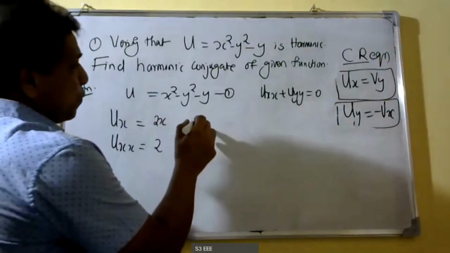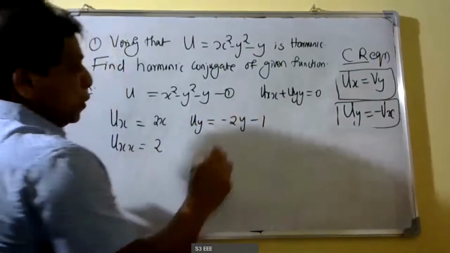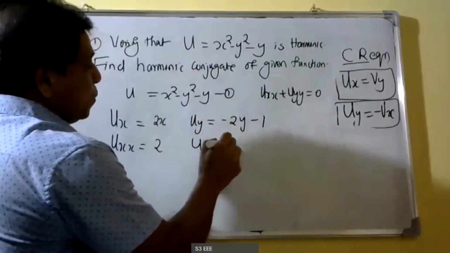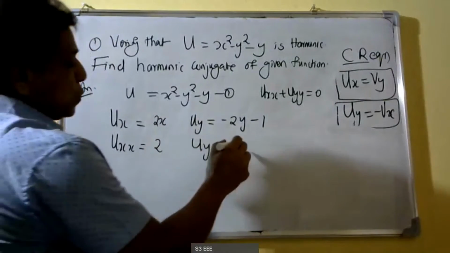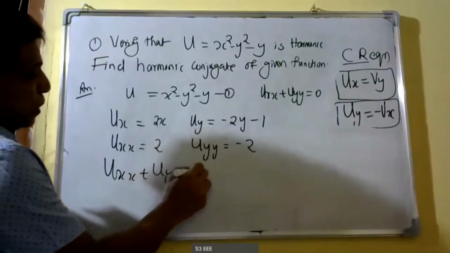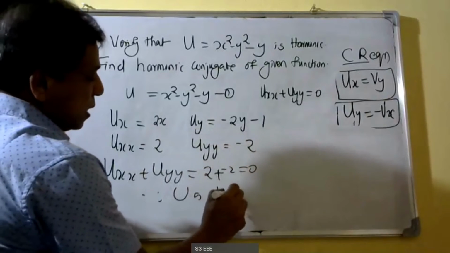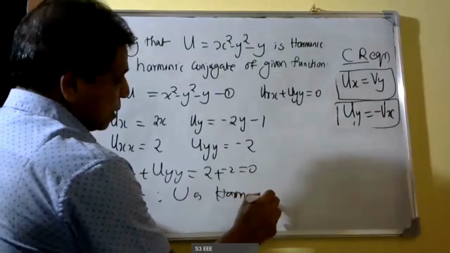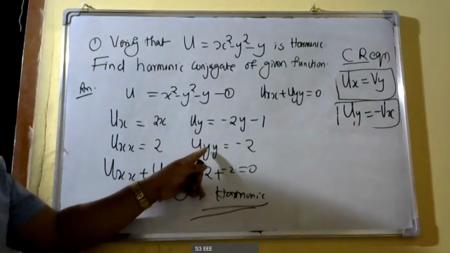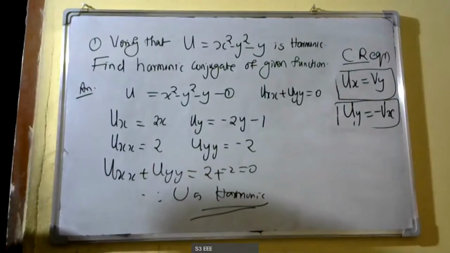Similarly, partially differentiating with respect to y, uy is equal to minus 2y minus 1. Then uyy is equal to minus 2. Then uxx plus uyy is equal to 2 plus minus 2, that is equal to 0. Therefore, u is harmonic. Here uxx is 2 and uyy is minus 2. Adding uxx plus uyy, we get 2 plus minus 2, that is equal to 0. Therefore, the given function is harmonic.